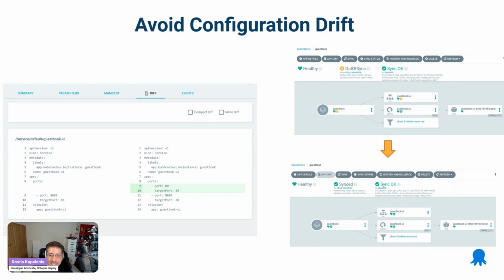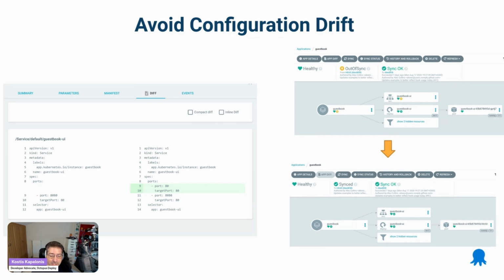And you can see here as an example, it will tell you that, yes, the application is healthy. Nothing bad is happening with the application, but it's out of sync. Like what you have in the cluster is not the same as what you have in Git. So in this example, somebody changed some ports. So Argo CD will notify you, and then it's up to you to make a decision.